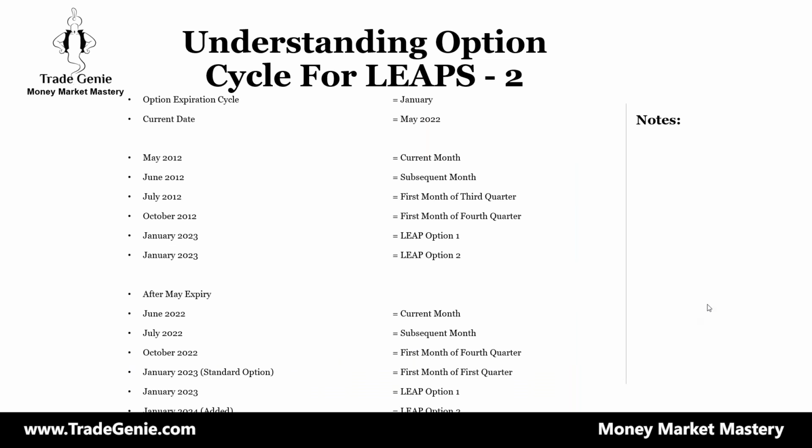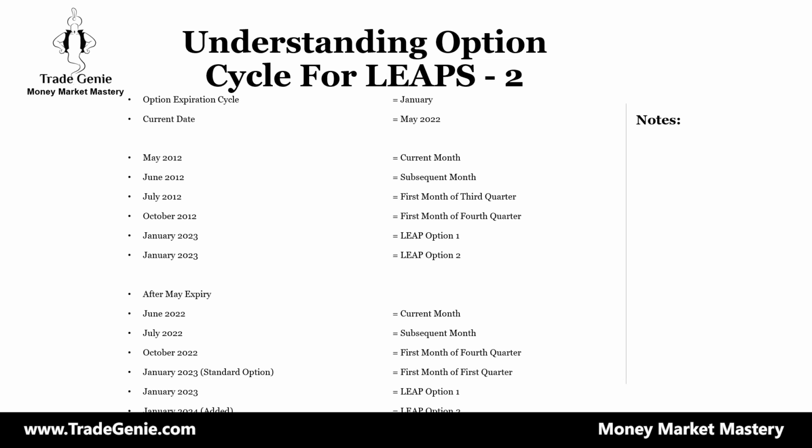Understanding LEAP options. The LEAP is a little complicated because of all this option expiry cycle, so I will try to explain. Option expiration cycle: let's say the stock belongs to the January cycle, which is the first month of the year, the first month of the first quarter. Let's say today's date is May 2022. What we know is that each option must have 4 expiries: the current month, the subsequent month, and 2 more months.